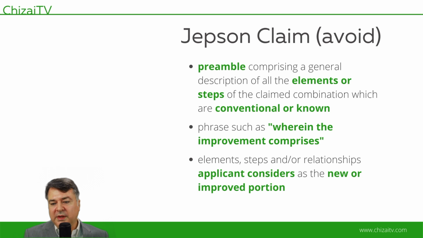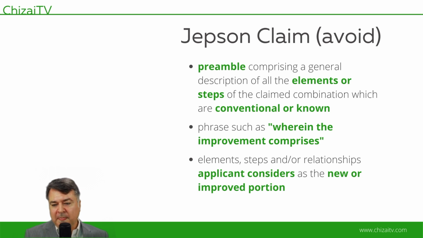The preamble is a general description of elements that are conventional or known. So basically, the way you do a Jepson claim is you say, a semiconductor device having blah blah blah, wherein the improvement comprises. And so your preamble is basically the known art, but the improvement is going to be in the body of your claim. And that's the style of this claim.